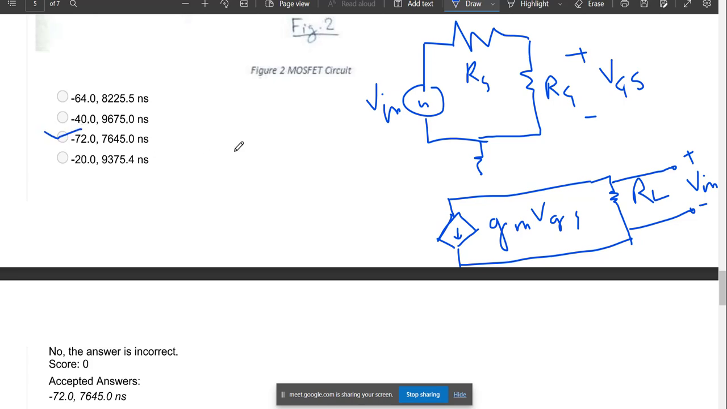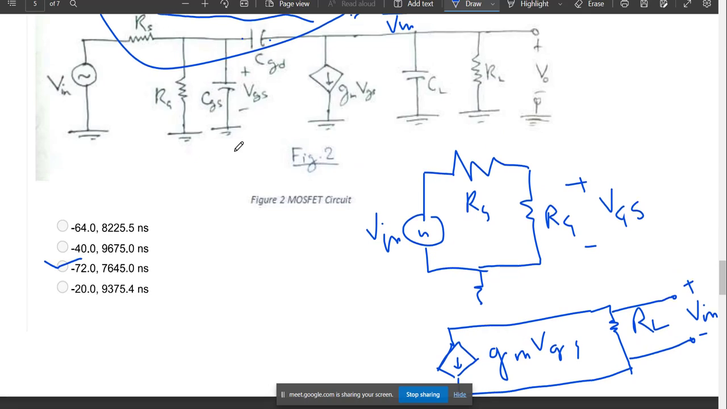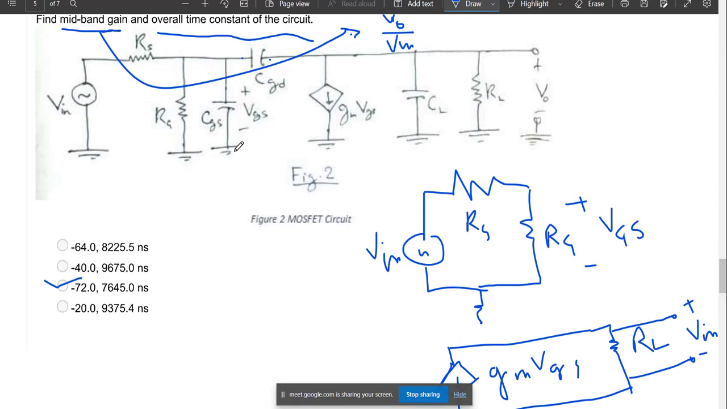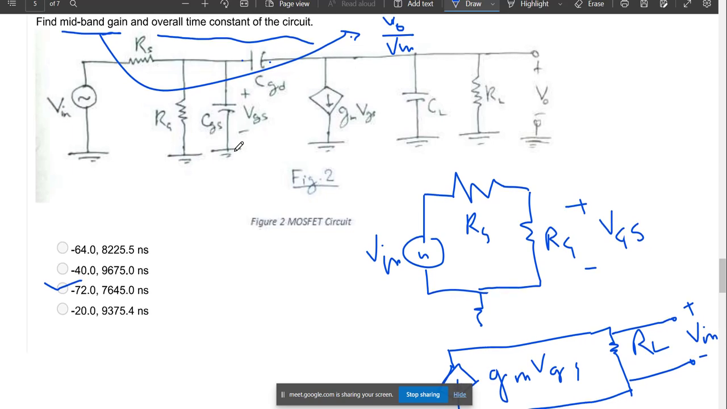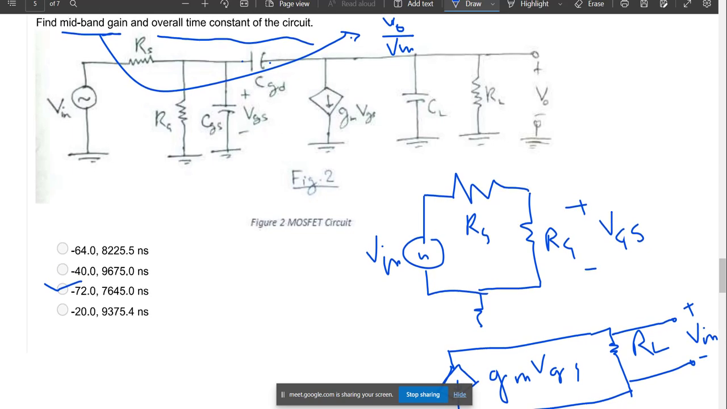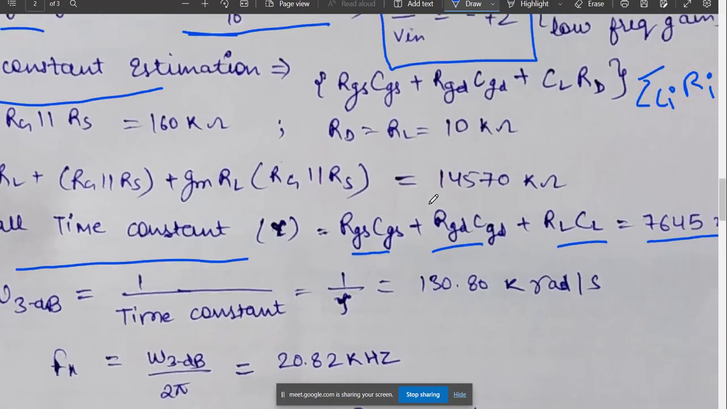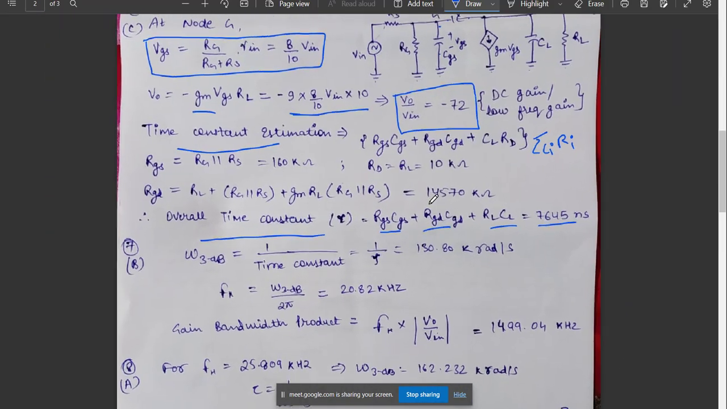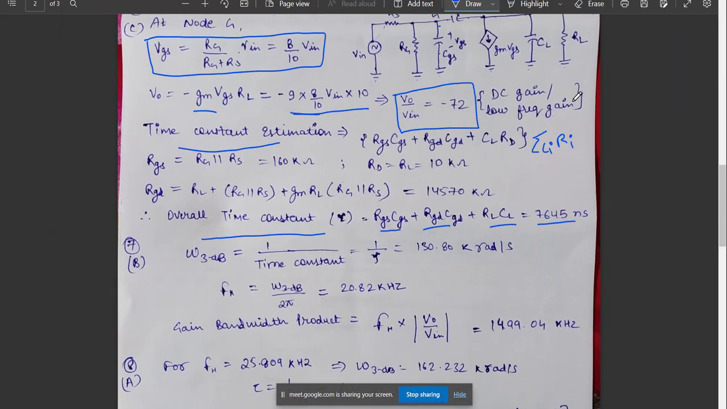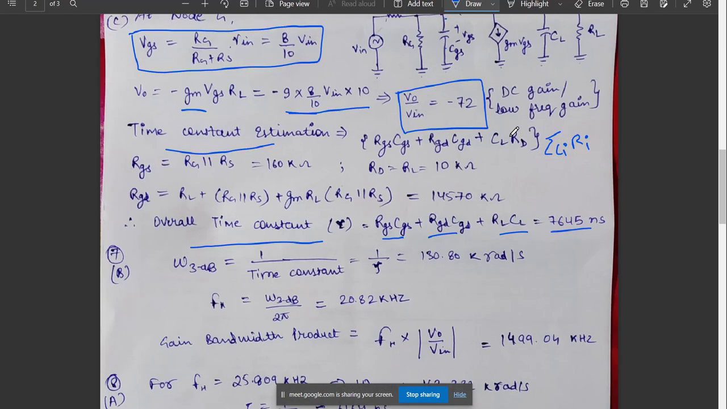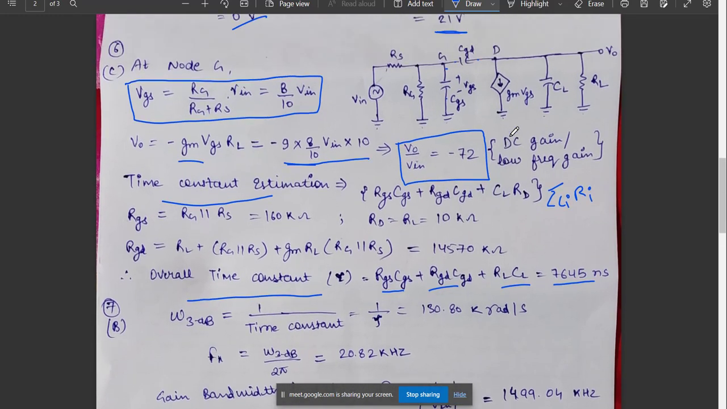Can you display the previous page? What do you want me to display? Can you please display the previous page? Yes, ma'am, one second. This one only. Your voice is getting disrupted in between. Yes, ma'am, this one only. Okay, I want to note down the formula. One second.